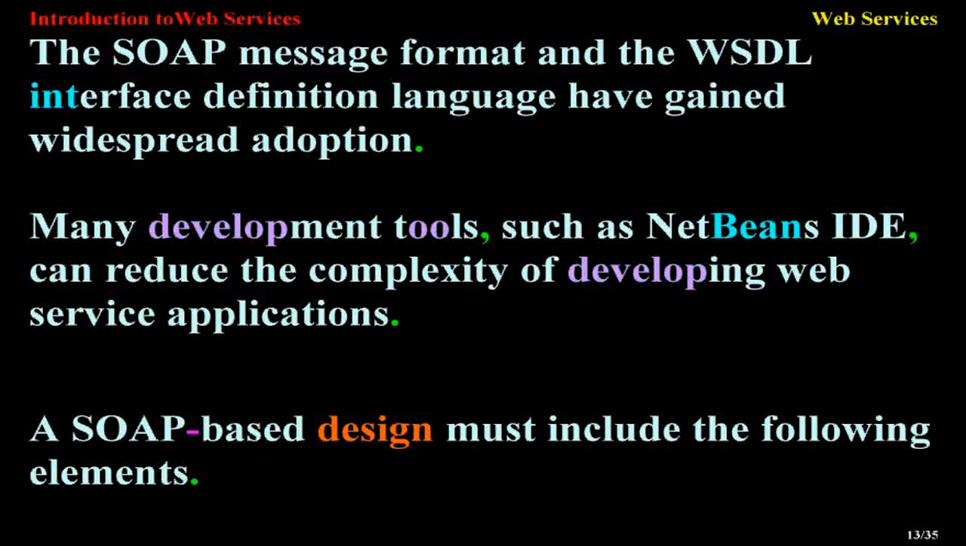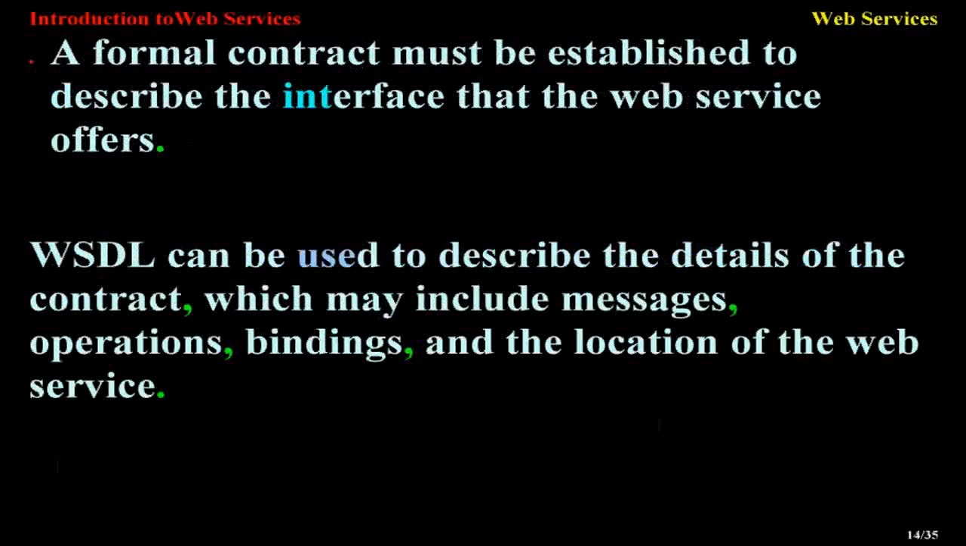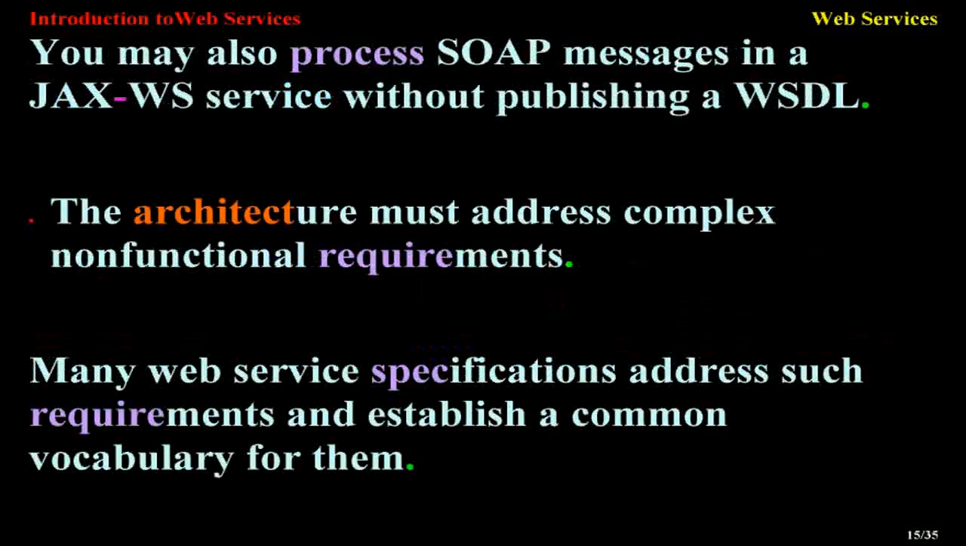A SOAP-based design must include the following elements. A formal contract must be established to describe the interface that the web service offers. WSDL can be used to describe the details of the contract, which may include messages, operations, bindings, and the location of the web service. You may also process SOAP messages in the JAX-WS service without publishing a WSDL.